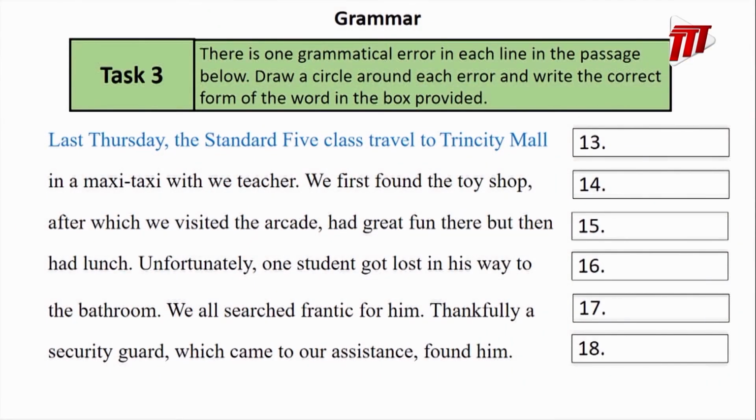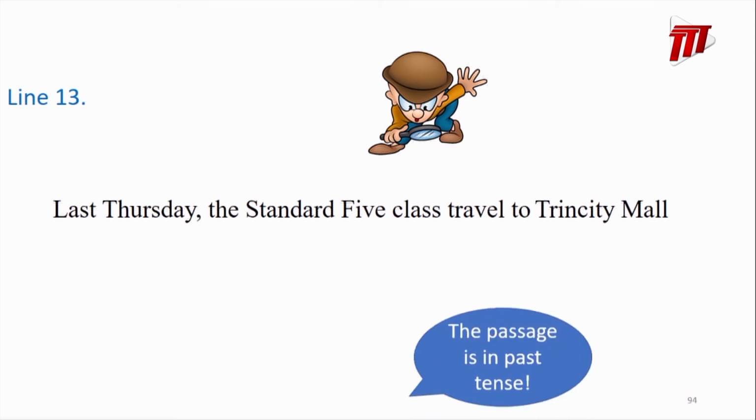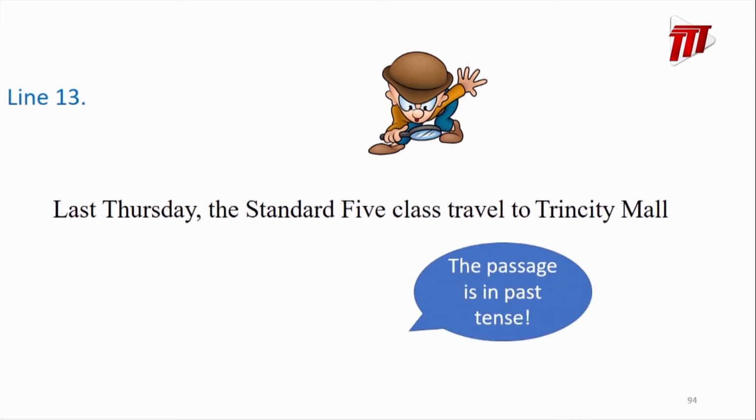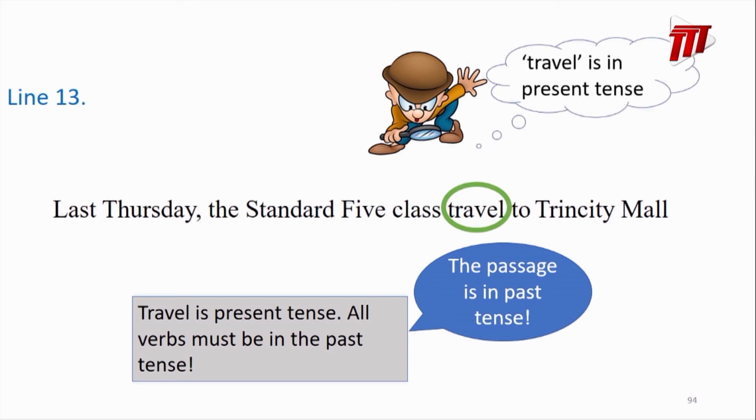All right, so let's examine line 13. Last Thursday, the Standard 5 class traveled to Trinity Mall. So, right away, are you noticing what's wrong with that line? The passage, yes, is in the past tense. So all our verbs must be in the past tense. Travel is a present tense verb, so we must put it in the past tense. So we circle travel because that's not past tense, that's present tense.